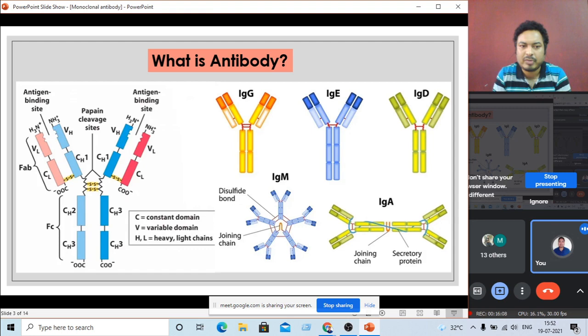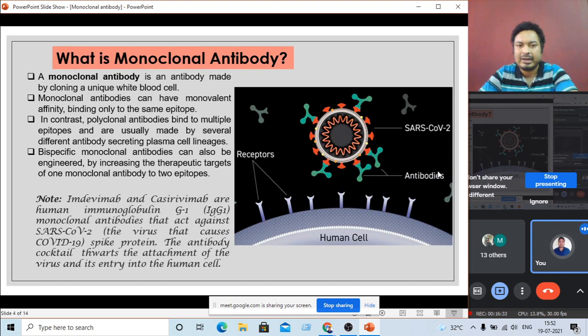Just try to remember this is the structure of the antibody, and antibodies are of 5 different types found in the human body. But basically in this chapter we are discussing the monoclonal antibody. It is one type of antibody which is called monoclonal. Now the question is why it is called monoclonal. Now we go into details about the monoclonal antibody.